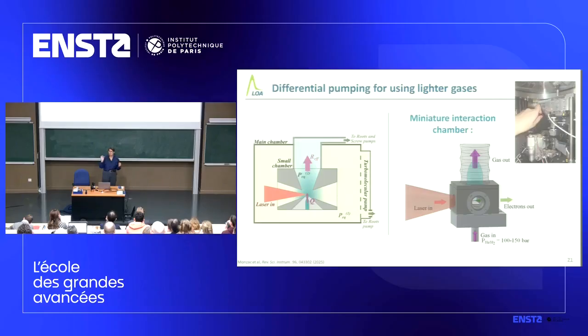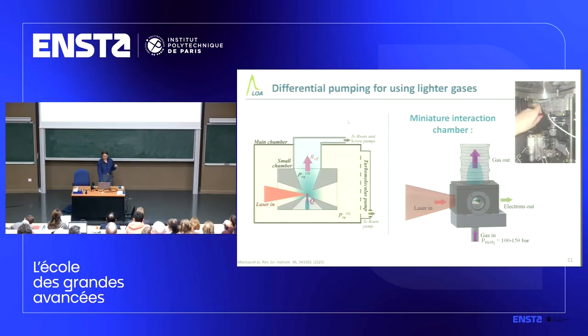The gas jet is in the middle of the chamber. And what we do is that we put a small box, so a second chamber, around the gas jet. So here you have a 3D view from the outside with the gas jet inside and the small chamber around. There are 2 holes in this chamber to let the laser in and let the electrons out.